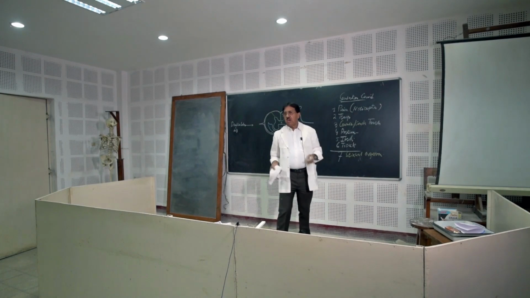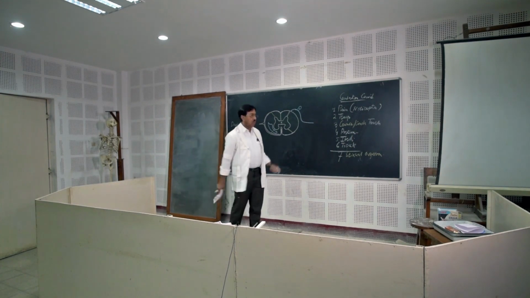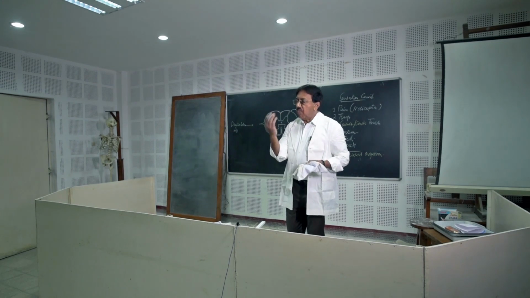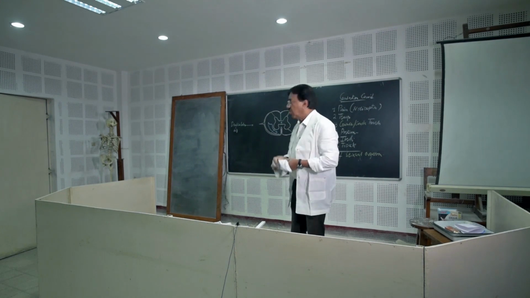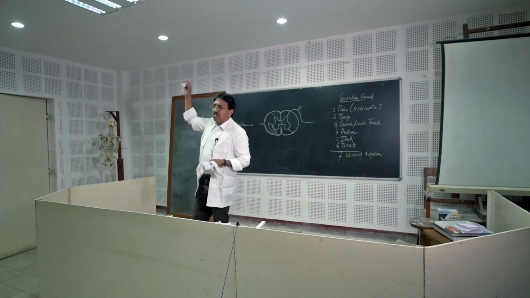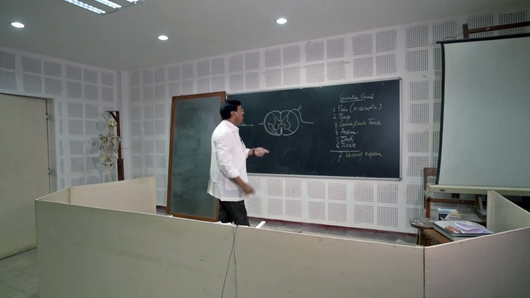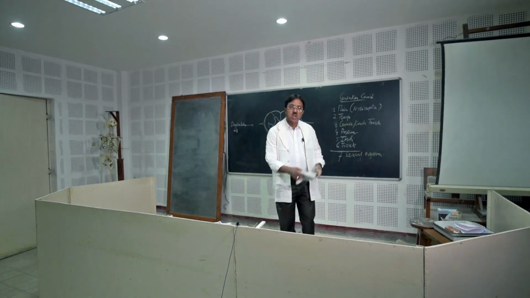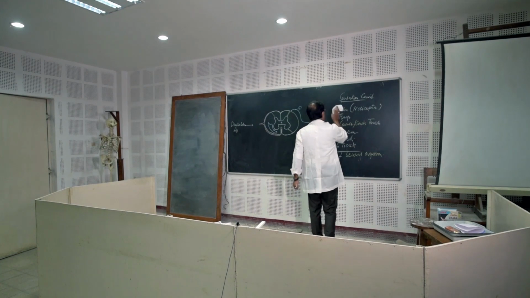The fibers of this tract, when they ascend in the anterolateral column, are basically of two types. One type is the non-myelinated fibers, which carry different sensations. The other is thinly myelinated fibers, which carry pain and temperature sensations. So two different kinds of fibers ascend in this anterolateral tract.